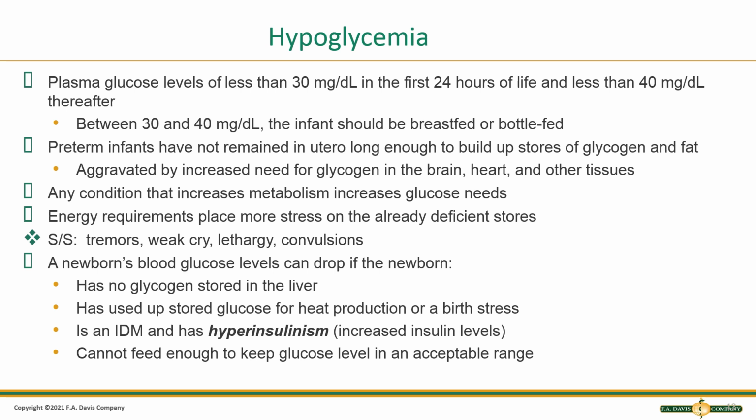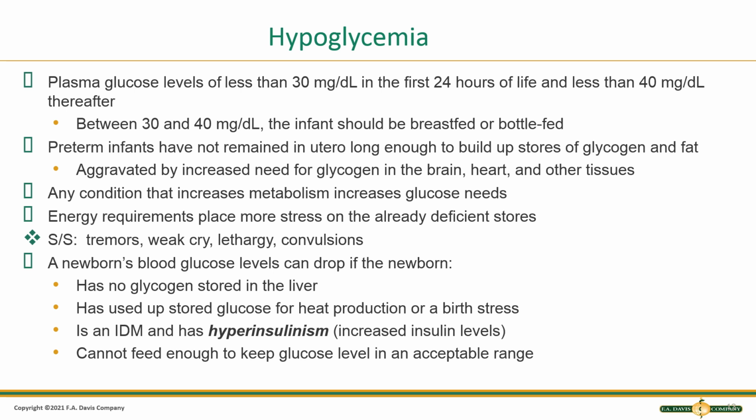So now remember that a newborn's glucose can drop if there's no glycogen stored in the liver. It's used up the glucose for heat production or birth stress. Or if the mother is an insulin dependent diabetic, the baby may have hyperinsulinism, which is increased insulin levels. And maybe it's a poor feeder, it cannot feed enough to keep the glucose level in an acceptable range. If you run into a problem with an infant that cannot maintain the glucose, they're going to need an IV, and they're going to need some D10 to give them that dextrose they need.